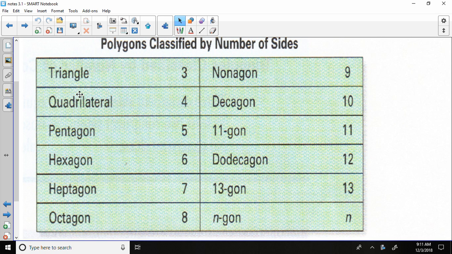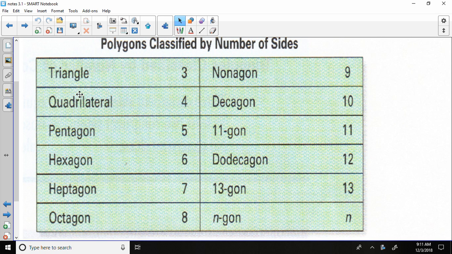Triangles, a common one. We probably already know what that one is. Quadrilateral, so quad meaning 4. So it could be a square or a rectangle. Pentagon, remembering that one, maybe by the building that's in Washington. I don't know if that helps you or not.